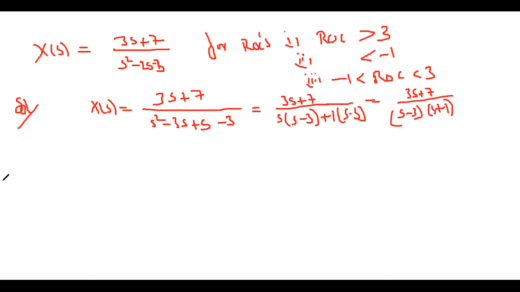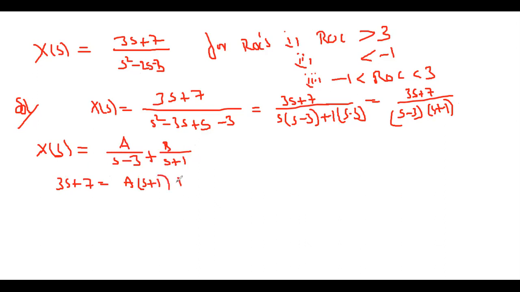Now you have the factors in the denominator, the poles. So X of s is equal to A by s minus 3 plus B by s plus 1. Got it, my dear friends? Now you can equate this function: 3s plus 7 is equal to A into (s plus 1) plus B into (s minus 3).